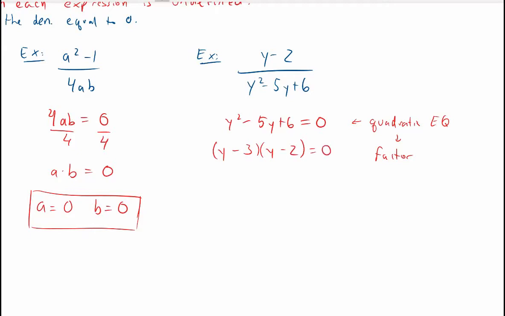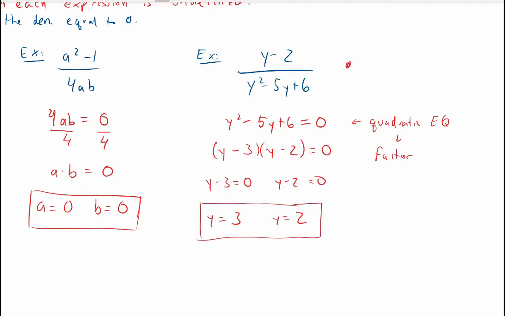And then the same thing we said over here, by the zero property of multiplication, we'll set each factor equal to 0. So y equals 3, and y equals 2. So what we're saying here is that this initial expression up here is undefined if y equals 3 or y equals 2. Either of those values for y would cause the initial expression at the top to be undefined.